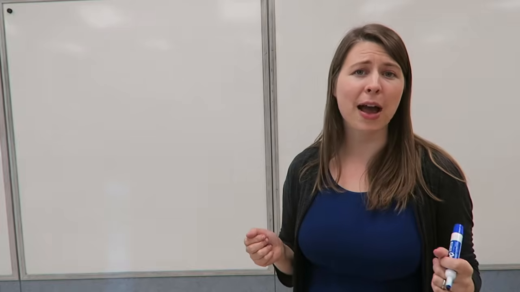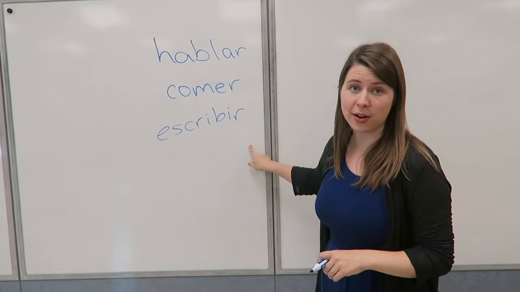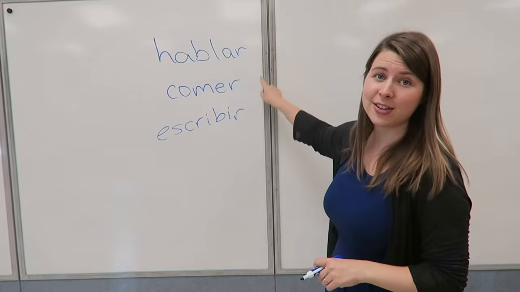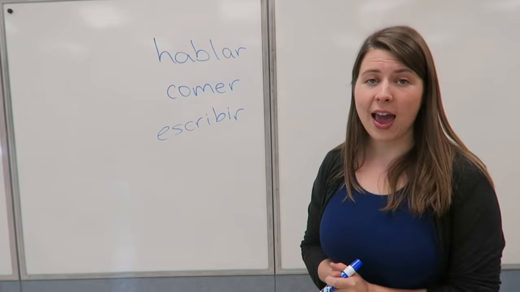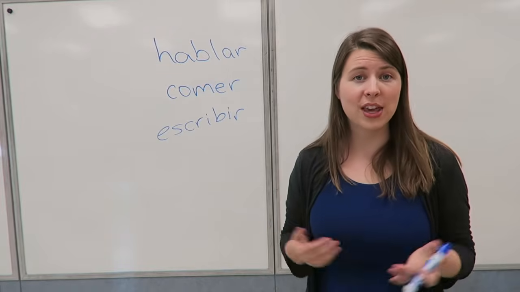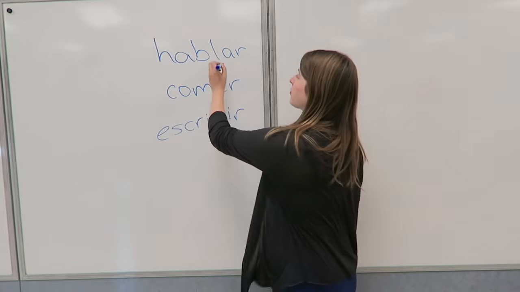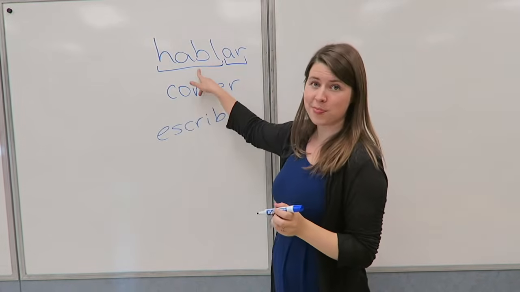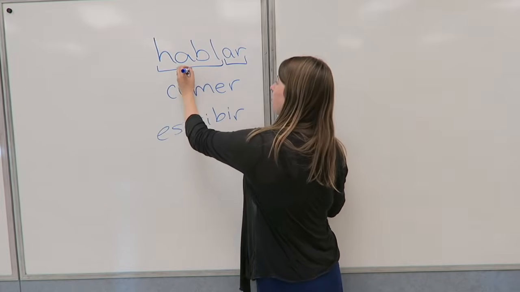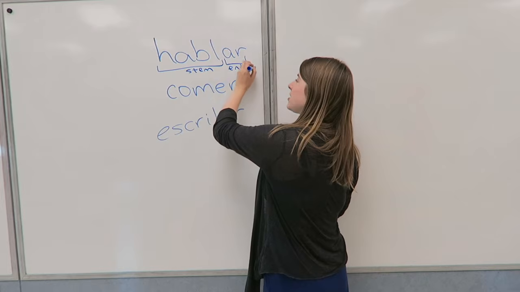To get started, let's imagine some verbs. Hablar, comer, escribir. To talk or speak, to eat, to write. These are some basic Spanish verbs, and we can notice a few key parts about the word. There are two parts to each verb. There is the stem, which is the first part of the verb, and there is an ending.